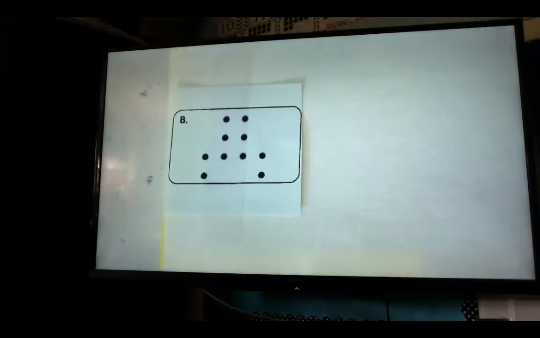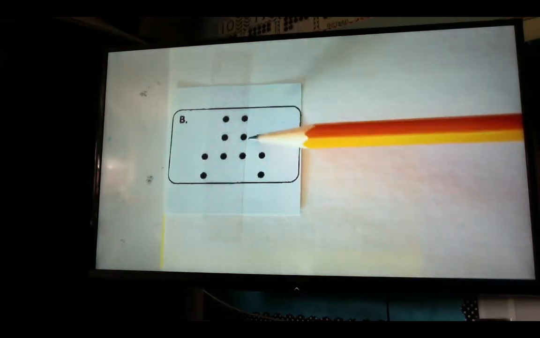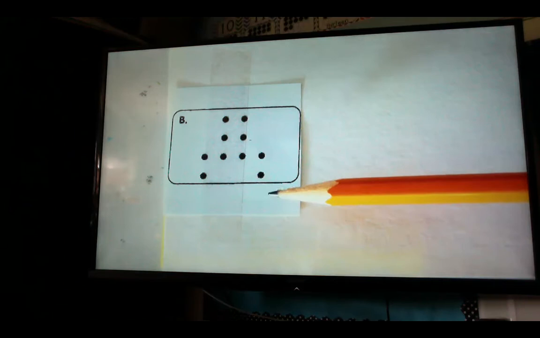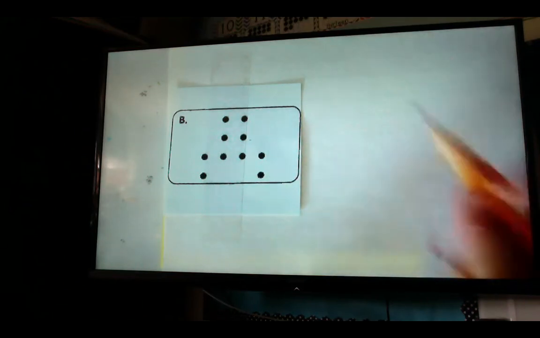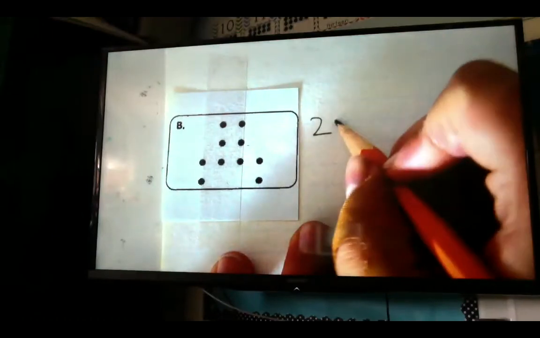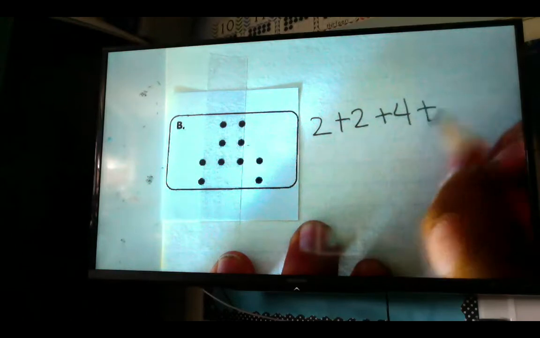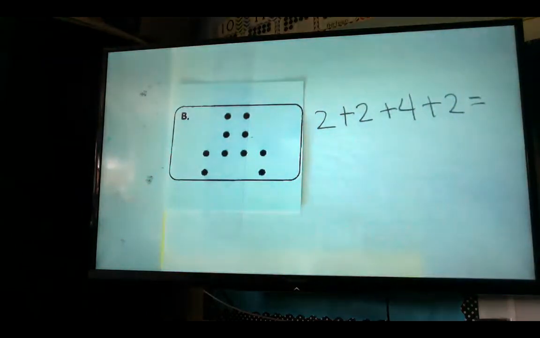Okay, when I look at this problem, I see 2 on the first row, 2 more on the next row, 4 on this row, and 2 on the last row. So let's write that equation out. 2 plus 2 plus 4 plus 2. Let's take some private think time and see if you can figure out what that equals.